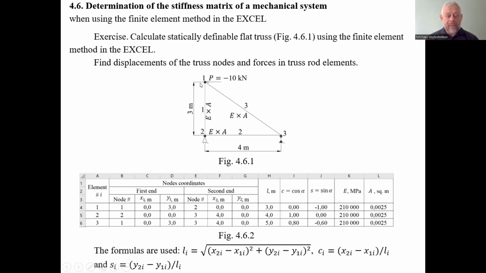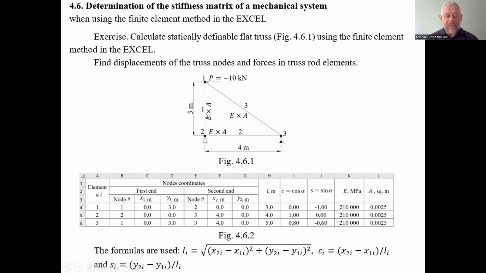The rod between the first and second node we denote as the first rod, the first element. The rods are finite elements because we will find the forces, stresses and strains by the finite element method in Excel. The second finite element, the second rod, has stiffness E times A, where A is the area of the transverse section of the rod and E is the modulus of elasticity.